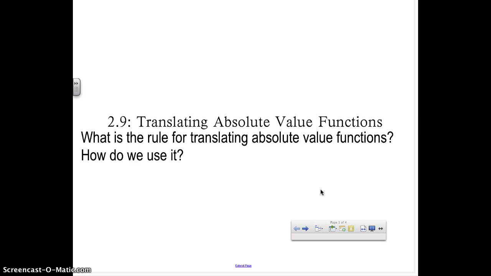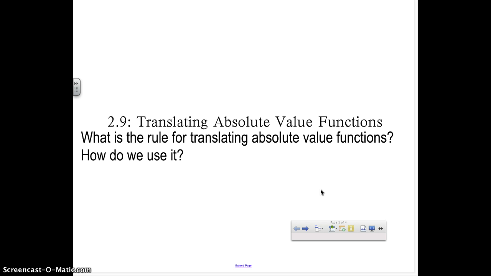So 2.9 is all about translating absolute value functions. And what we're trying to figure out is there's a rule for translating them. Now, we can transform them following the same rules that we use for lines, but it's this translation that we kind of want to focus in on, because that's a little bit different. Everything else kind of follows the same as what we've been doing. So we'll practice that, but it's not new.